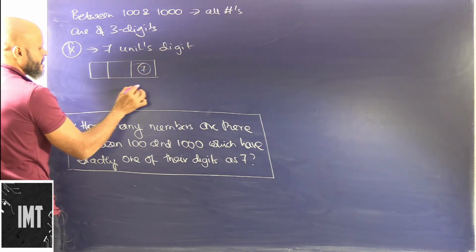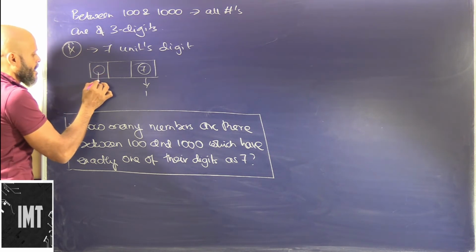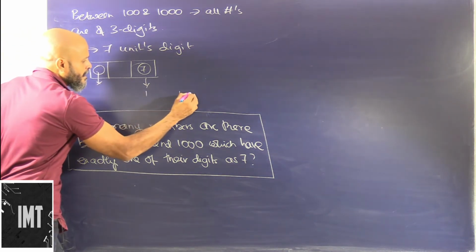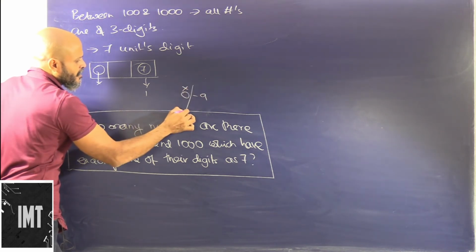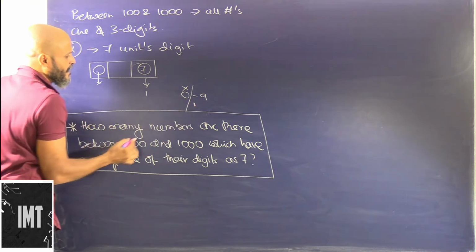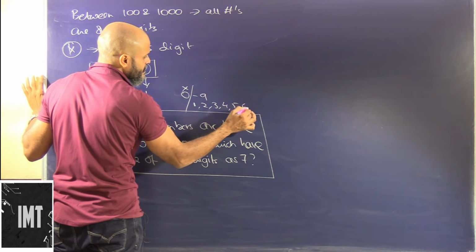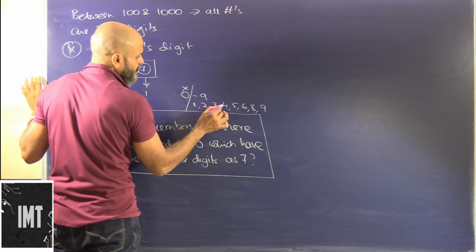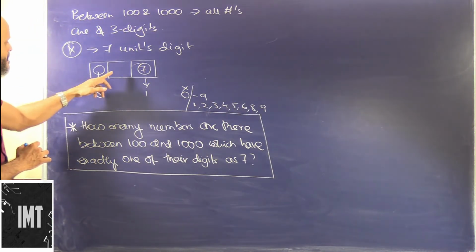So we have already selected it. That is only one way of selection. Here in this hundreds place we can fill any of these digits from 0 to 9, right? Except we cannot fill 0. So we can fill any of these digits like 1, 2, 3, 4, 5, 6. We cannot take 7. We can take 8 and 9. So 8 ways to fill the hundreds place.